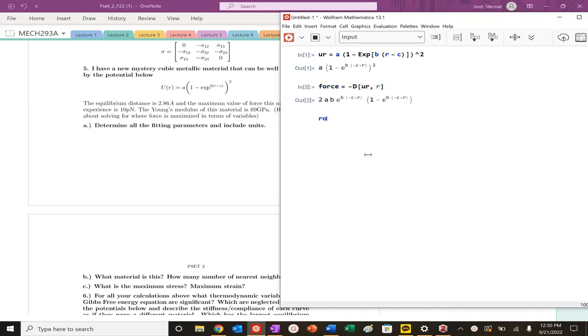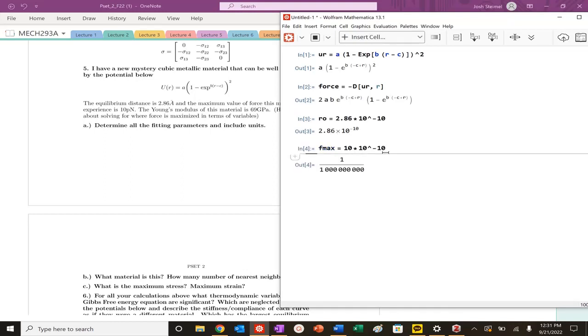And we're given that our R naught, our equilibrium distance, is 2.86 times 10 to the minus 10. And we also know this value of force F max is equal to 10 times 10 to the minus 12, piconewtons. Now, this is a very important distinction here. This force maximum value we are going to have to change to a different sign, but we'll come back to that in a second. And pico is 10 to the minus 12, so excuse me for that mistake right there. And then we know that our Y is going to be 69 times 10 to the 9th.